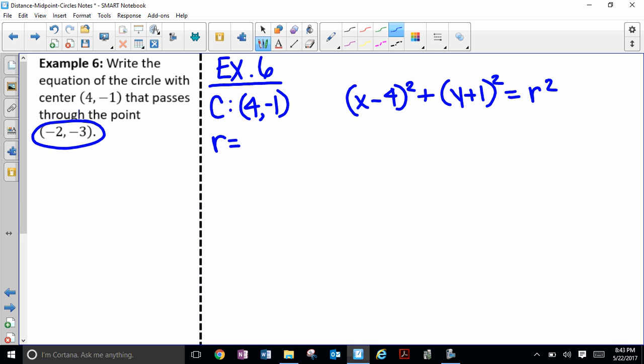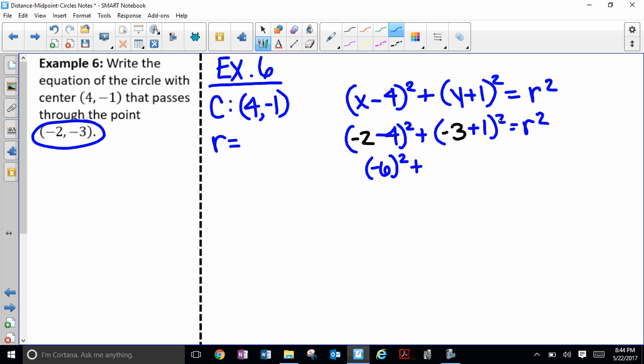All right, let's plug it in. So I'm going to plug in the negative 2 for x. Everything else stays the same. And then for the y, I'm going to plug in negative 3. And everything else stays the same. Well, now I can solve this. So negative 2 minus 4 would be negative 6 squared. Negative 3 plus 1, negative 2 squared. So negative 6 squared is 36. Negative 2 squared is positive 4. So r squared equals 40.